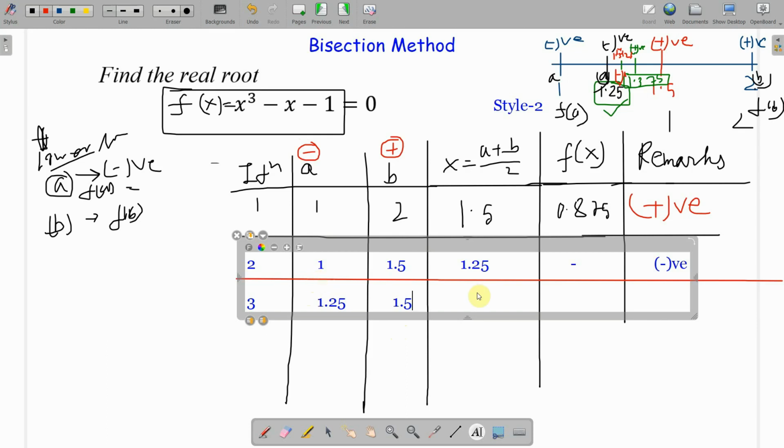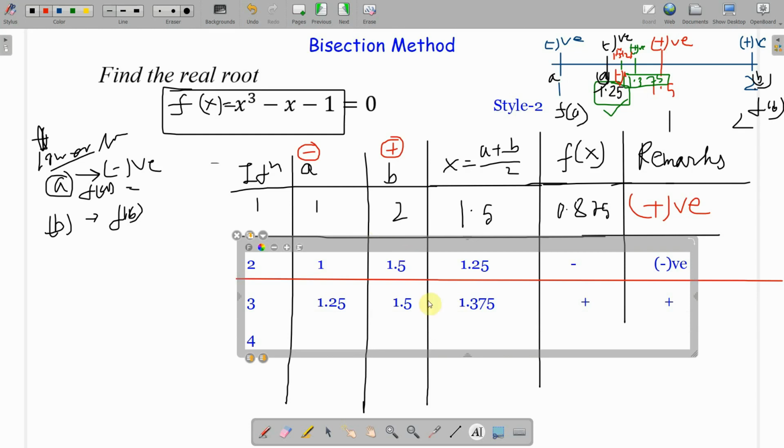1.5, so this was coming around 1.375, and the fx value you are getting is around a positive value. Okay, so positive, and which will give you a positive value. Okay, so if it's coming positive, then I'll update the positive point. So what is our positive point? Our positive point is b, so I'll keep it 1.25. Okay, tell me if I am wrong.